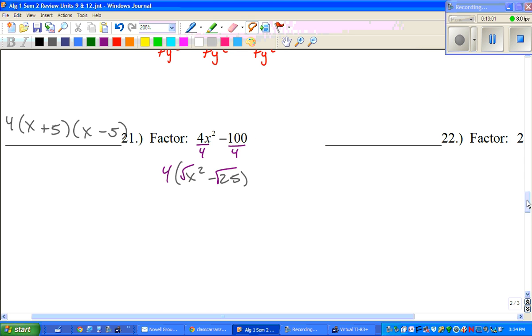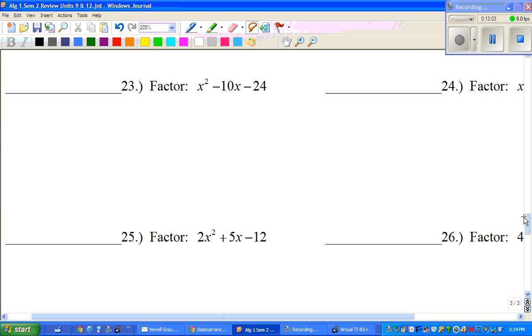Okay. Flip it over. Factor. So what you're looking for now is always check to see if there's a GCF. In this case, there's not. So we would do a times c, and we're looking for numbers that add up to get to negative 24. Oh, I'm sorry. That add to get to negative 10 and multiply to negative 24.